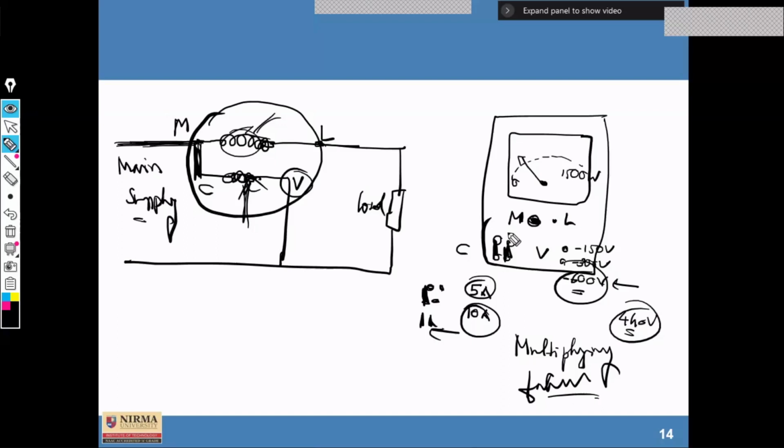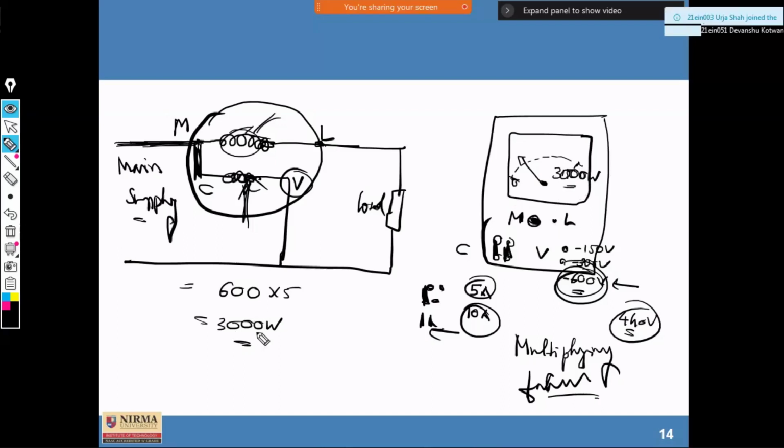Okay. So here, suppose you consider the 600 volt range and the 5 ampere current range. Then 600 into 5 is 3000. Now the dial has a maximum of 3000, so the reading is in the 0 to 3000 range. Right? So 3000 divided by this 3000 would be 1.